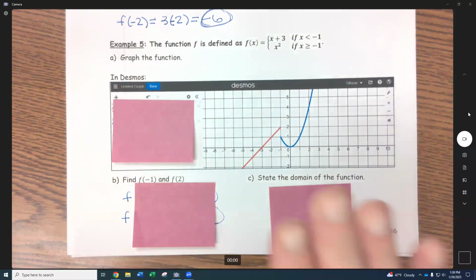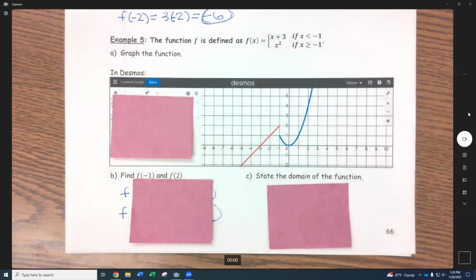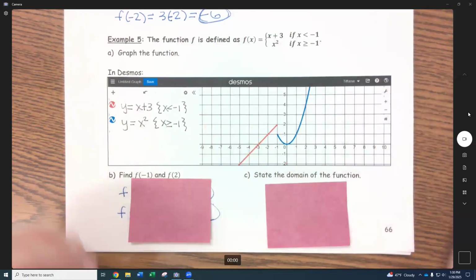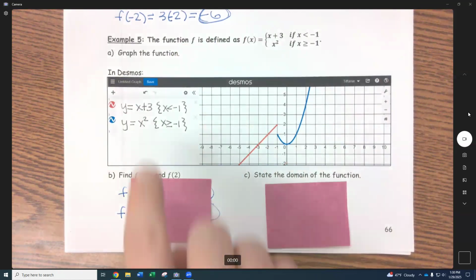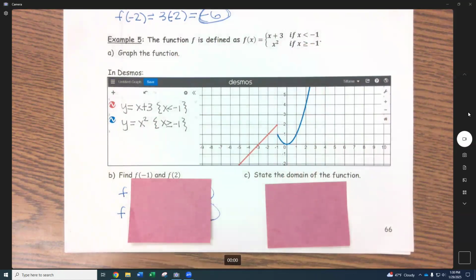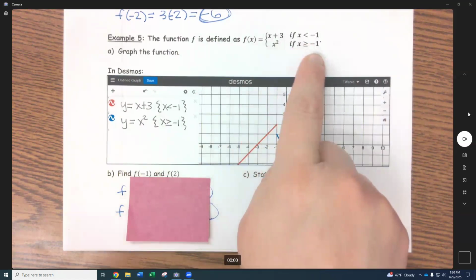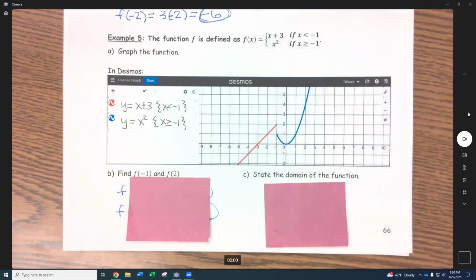So again, the goal is to get this piecewise defined function. How do we get it? 80% of this lesson is, do you know how to type this in? So we should have y equals x plus 3, and then your squiggly brackets, x is less than -1, and then y equals x squared, squiggly brackets when x is greater than or equal to -1.